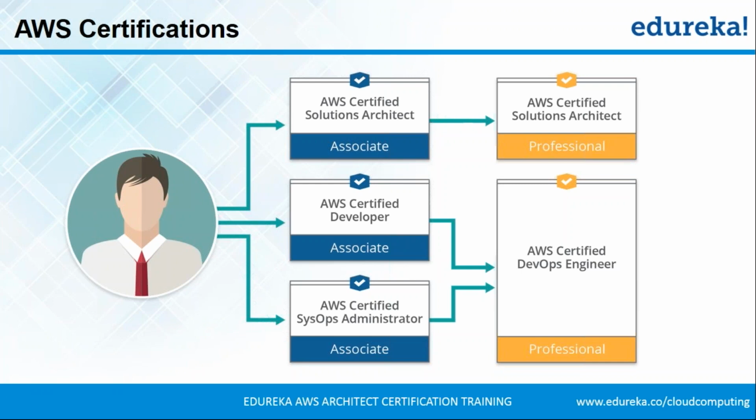At the professional level, you have AWS Certified Solutions Architect. You have AWS Certified DevOps Engineer. Now, if you want to become an AWS Certified DevOps Engineer, you have to have an associate level AWS Certified Developer or an associate level AWS Certified SysOps Administrator. But if you want to become an AWS Certified Solutions Architect, you should have a prior certification of Associate AWS Certified Solutions Architect. All right. So guys, these are the certifications that you have, and for the professional level, these are the prerequisites. Are we clear with the certifications and the prerequisites?